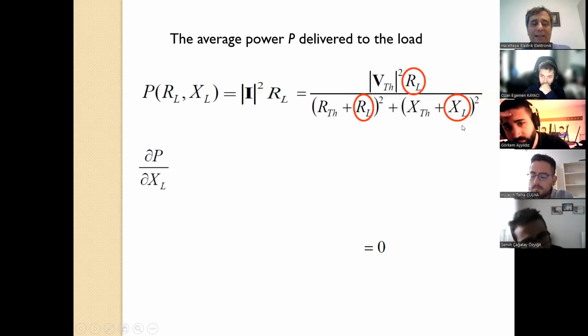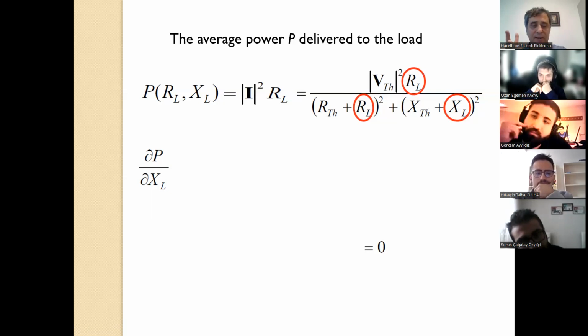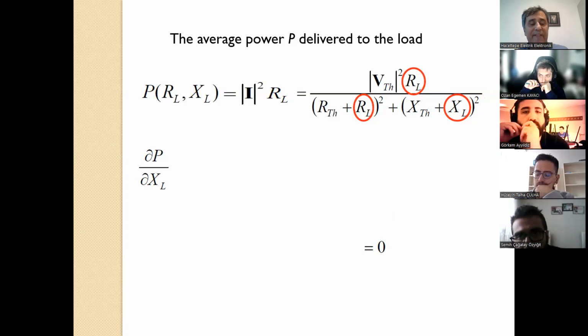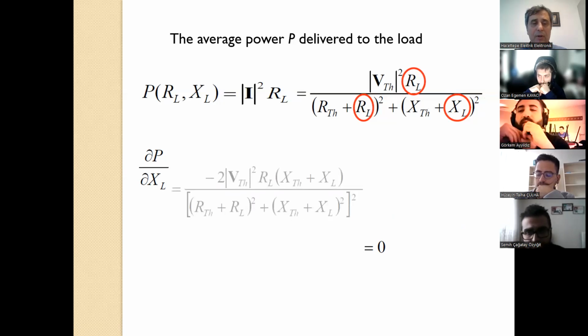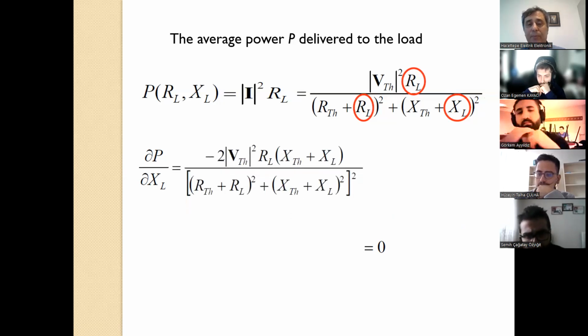Now, the first task is to take the power expression and take the derivative in terms of reactance, because now we have two variables. One is the resistance, the other one is the reactance. Both of them are quite effective on the maximum average power optimization. How can we understand their effect? We have to take the derivative in terms of that variable and then equalize it to zero. This is how we are going to find the optimal point.